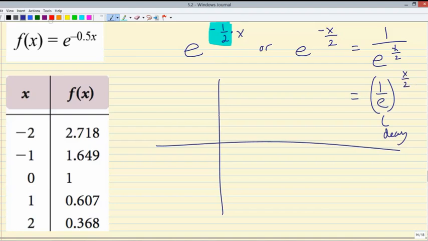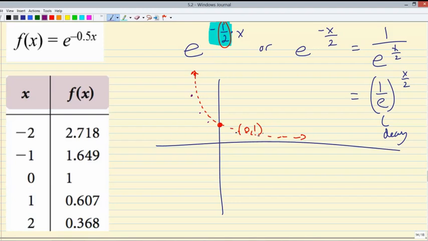It's going to go through 0, 1. So here's the point, 0, 1. And an everyday decay function probably looks like this. But this decay function has a 1/2 out in front here, which means that everything gets multiplied by 1/2. It's a scaling factor, like a stretching factor. And so that means take this point and multiply it by 1/2, and multiply this by 1/2, and multiply this by 1/2.